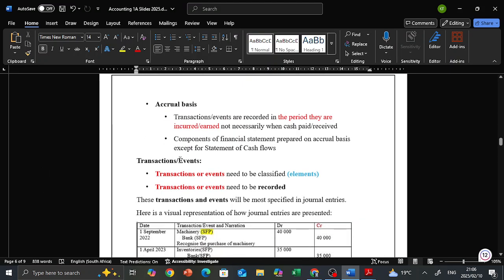My absolute pleasure. Accrual basis of accounting: transactions and events are recorded in the period they are incurred or earned, not necessarily when cash is paid.